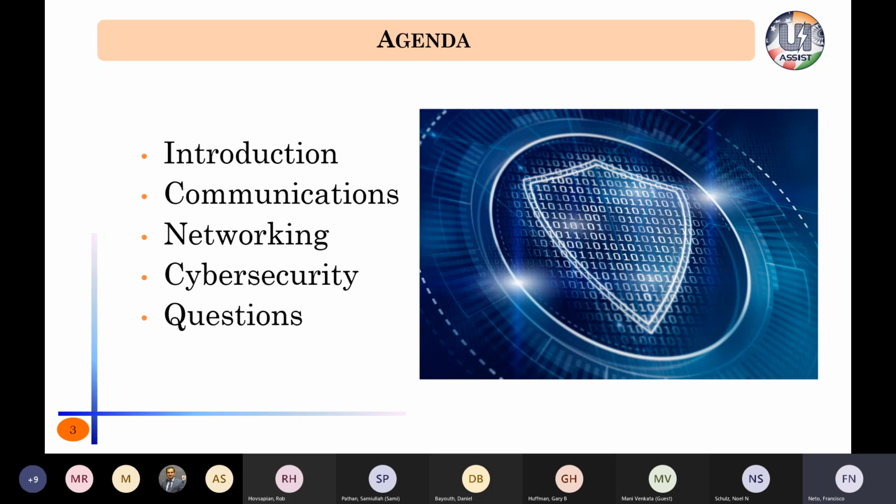Now let's move on to our agenda. We will start with a quick introduction of the report. Then we will talk about each of the three main sections discussing communications and networking options, and then cybersecurity attacks and available measures. And then we'll finally wrap up with questions from the audience.